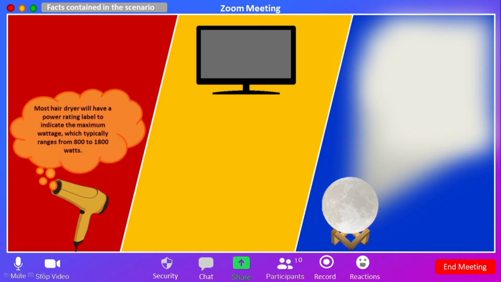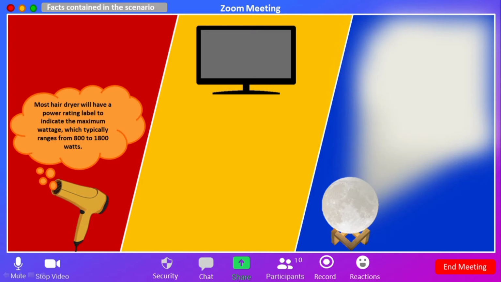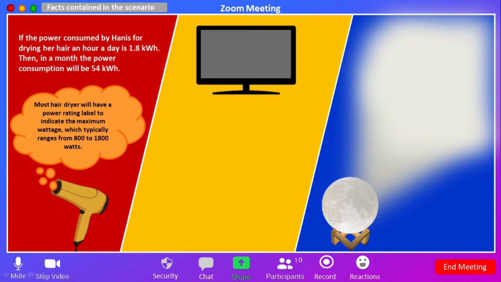Most hairdryers will have a power rating label to indicate the maximum wattage, which typically ranges from 800 to 1800 watts. So, if the power consumed by Hanis for drying her hair an hour a day is 1.8 kilowatt hour, then in a month the power consumption will be 54 kilowatt hour.